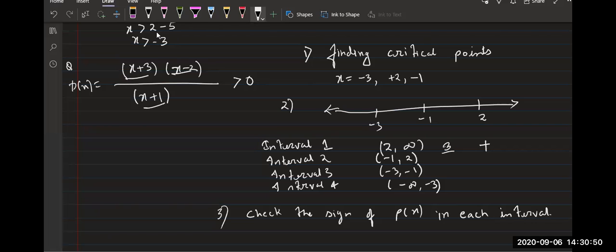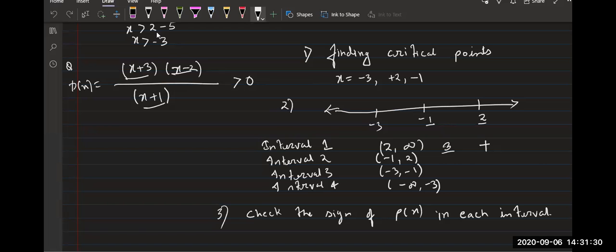Okay. So if you take any value which is greater than 2, this p of x will be positive. Yes or no? Agree? Now, between -1 and 2, take any value. Take 0, 1, 1.5, anything, and put it in your expression. You don't have to find the value, you just have to see the sign.